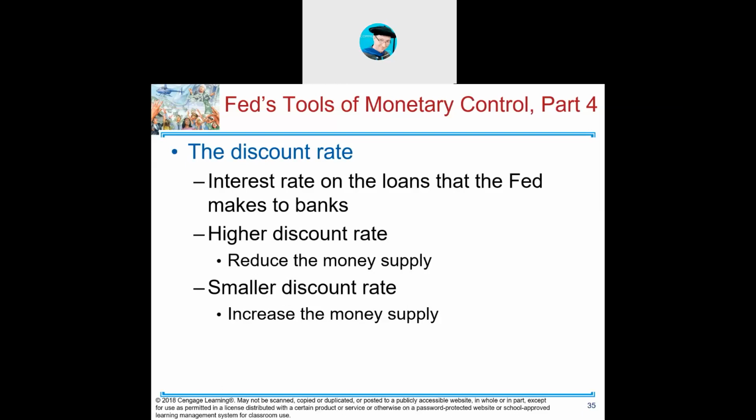The higher the discount rate, there's a reduction in the money supply. A lower discount rate, there's an increase in money supply.